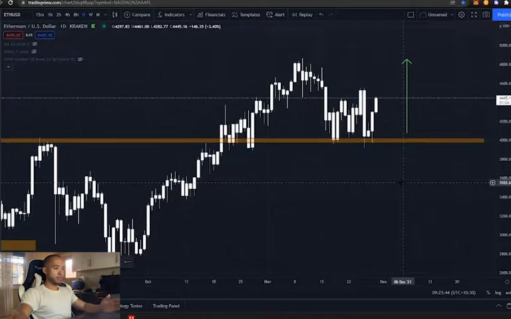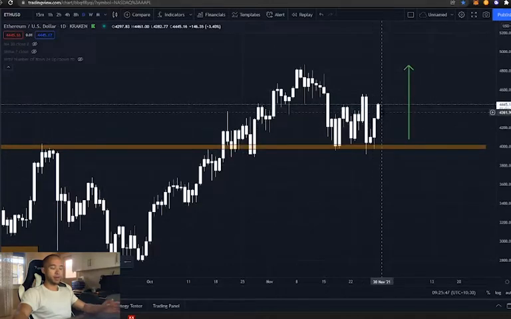On Ethereum, we're performing much better than Bitcoin. We can see the past 2 days have been much more bullish.